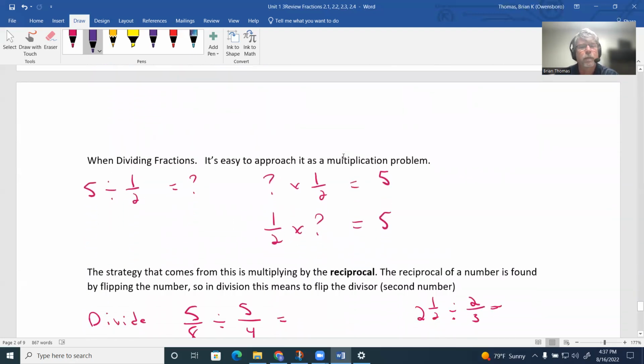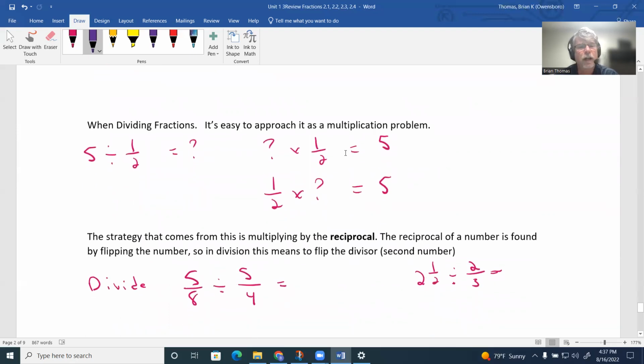Okay. So another thing we get into is dividing fractions. If I have 5 divided by 1/2, remember, division is the same thing as going backwards, making it multiplication. So if I have 5 divided by 1/2 equals something, if I go the other direction, I could say something times 1/2 is equal to 5. In other words, how many halves does it take to get 5?